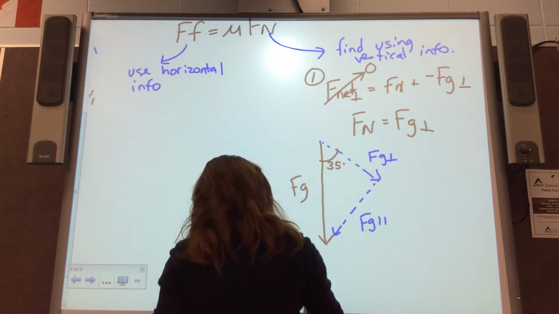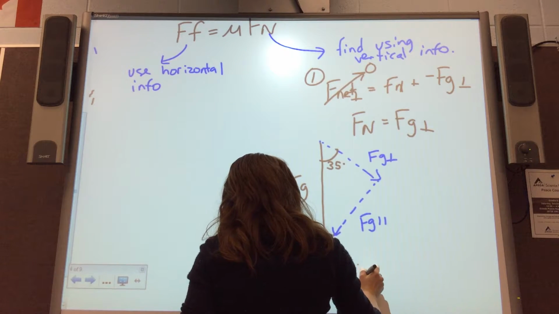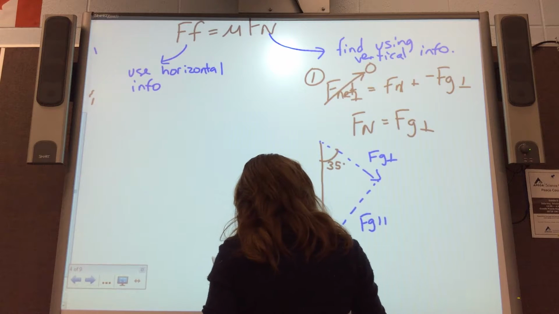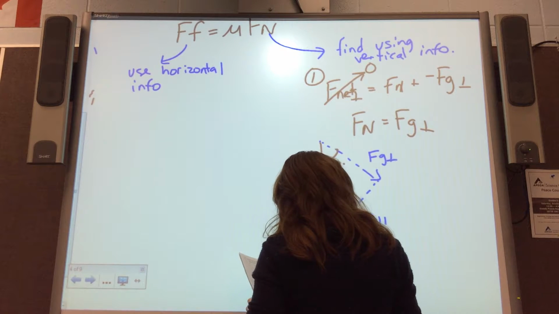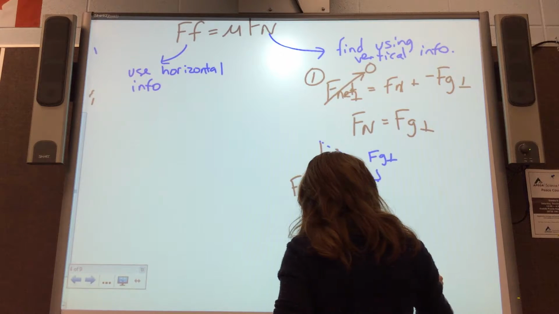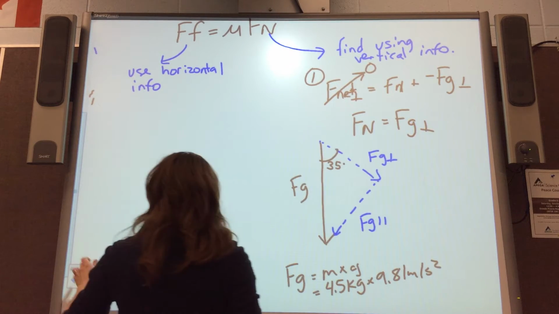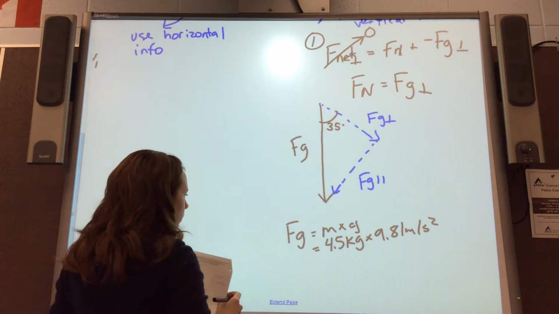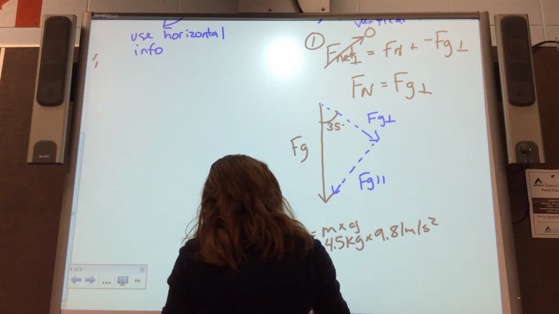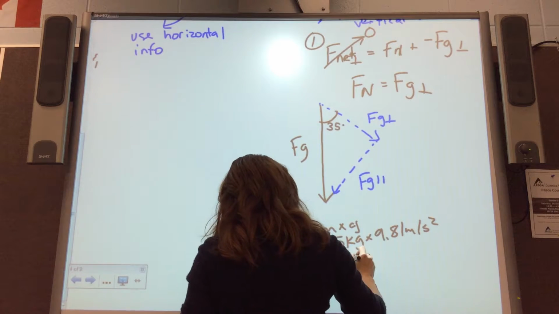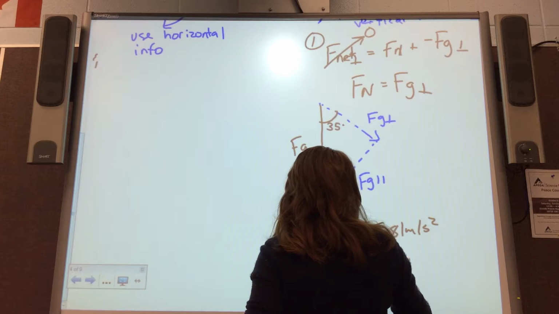So I can find my Fg by going m times g, which is 4.5 kilograms multiplied by 9.81 meters per second squared. So Fg is equal to 44.145 newtons.